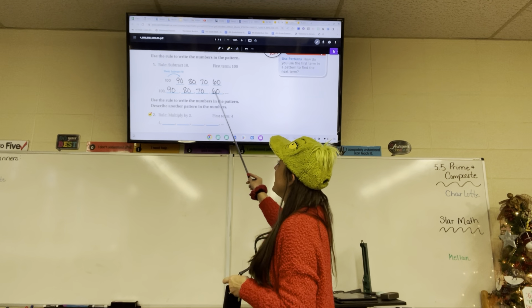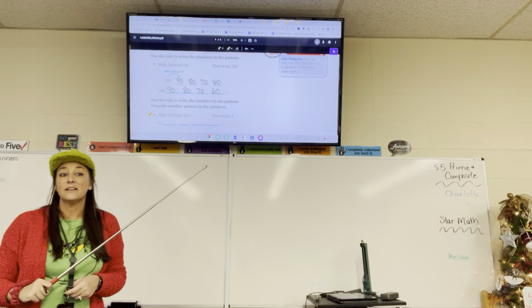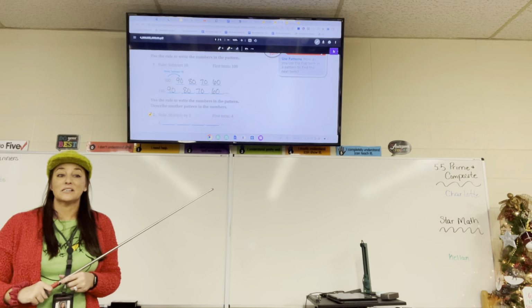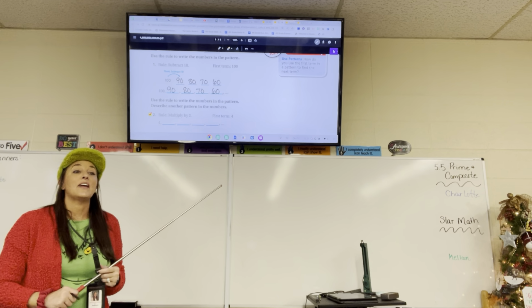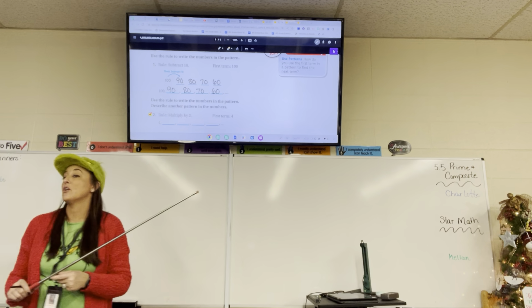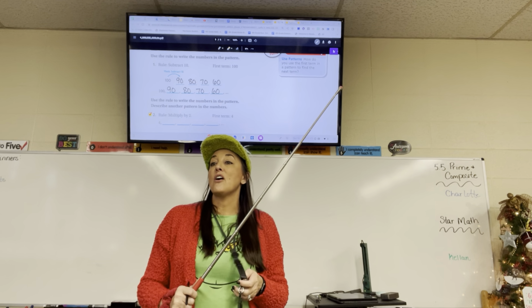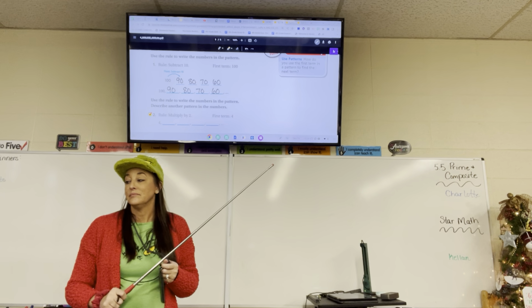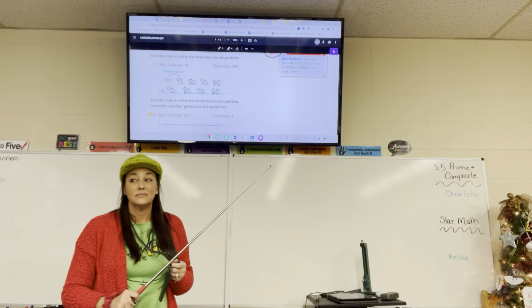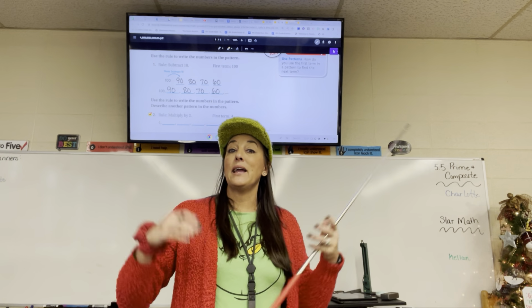Because they all end in 0, which means they can all be divided by 10. Very good. Is there something else they can all be divided by? 5. They all have a 0 in the ones place, which means they're all divisible by 5. And are they all even or odd or alternating? Even. They're all even, which means they're all divisible by 2.